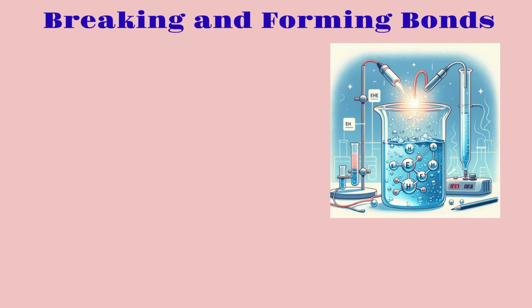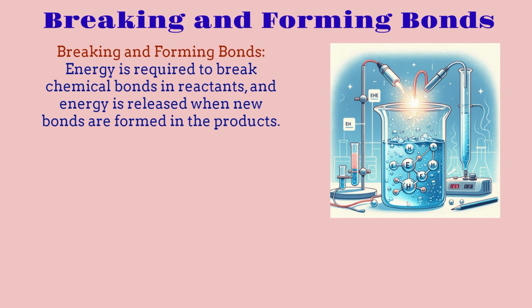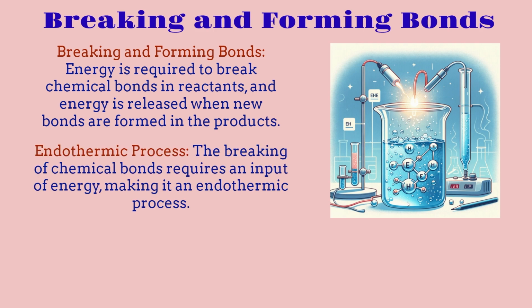And now for breaking and forming bonds. Energy is required to break chemical bonds in reactants, and energy is released when new bonds are formed in the products. So when bonds break, energy is required inside of the reactants, and once new bonds are formed, energy gets released. If we relate this back to endothermic and exothermic, for the endothermic process, the breaking of chemical bonds requires an input of energy, making it an endothermic process. If we're inputting energy, that's basically just absorbing energy, which makes it an endothermic process.